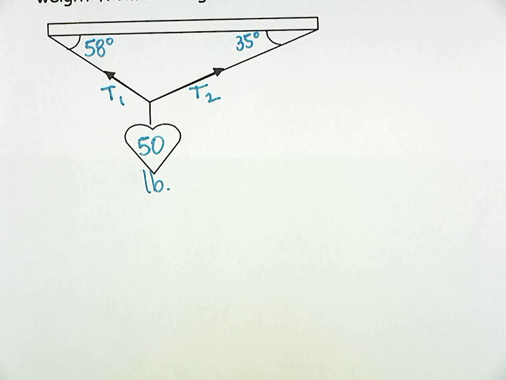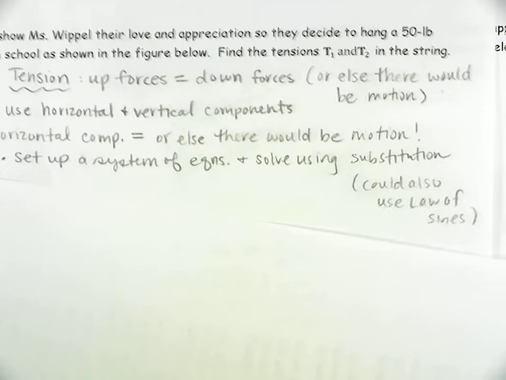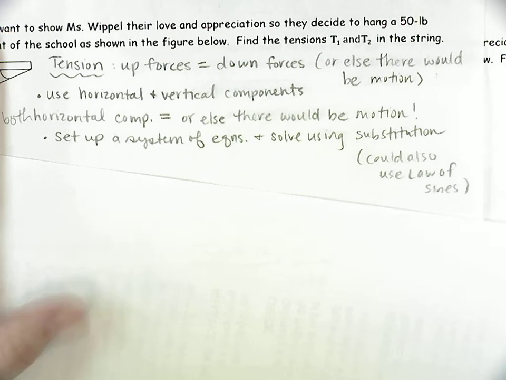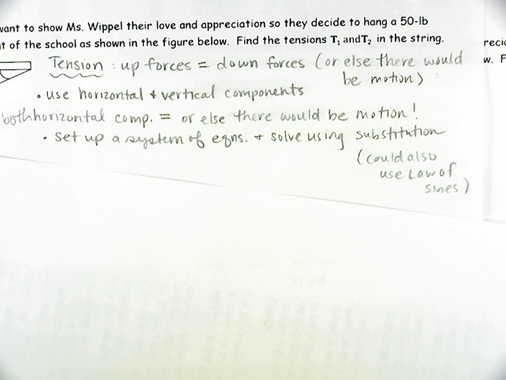There are a couple of things that we need to know in order to set up the equations. Are you guys gonna tell me one of them? 9.80. Oh yeah, that's something else that's gonna be different. What we're doing is a tension problem, so we're trying to find the tension in the string. It's important to know that the up forces are going to equal the down forces, because if not, there would be motion.